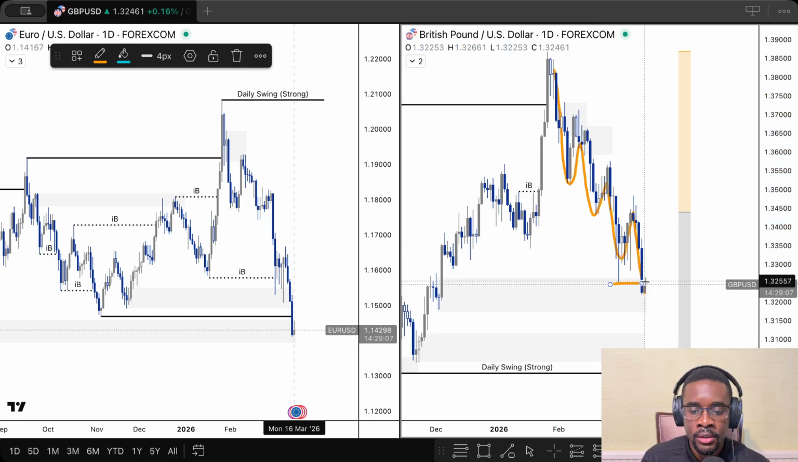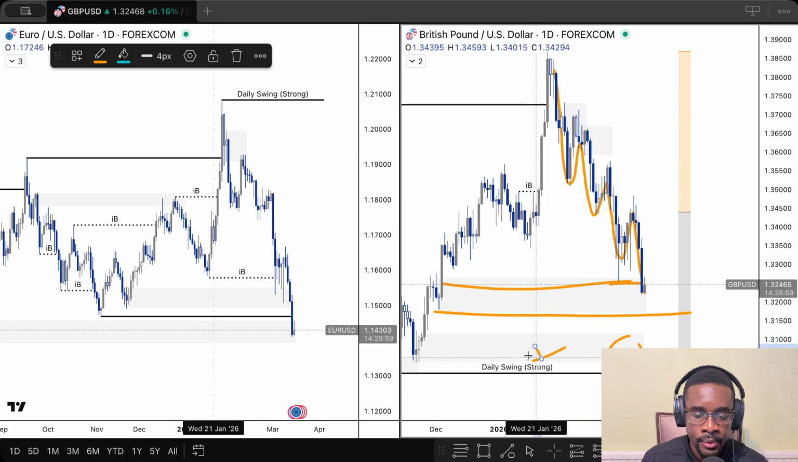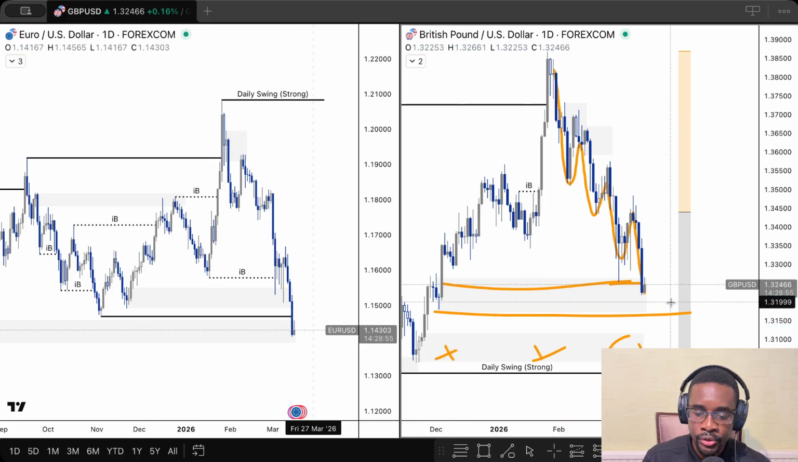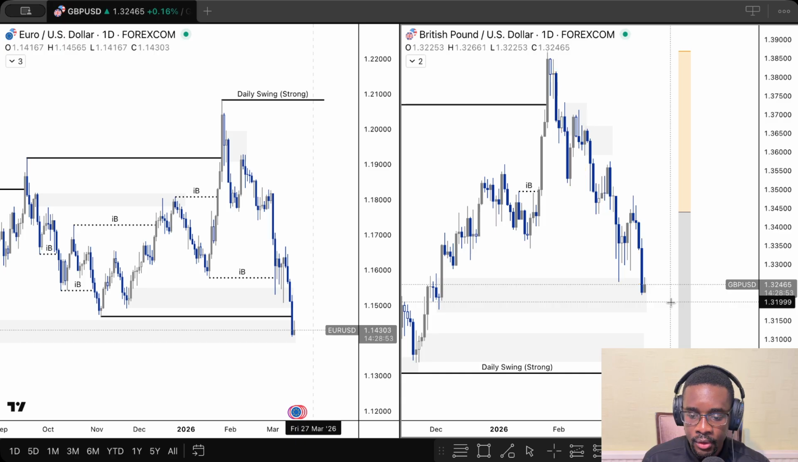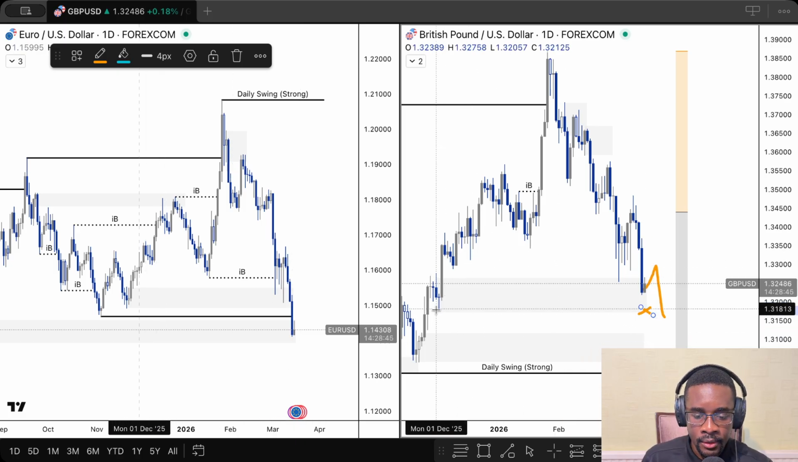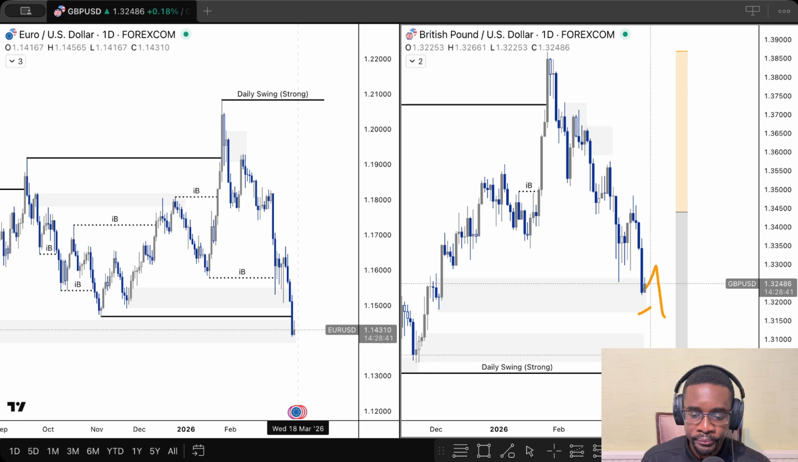Okay, so we've had another break of structure right there, and then of course we've mitigated this demand, and we still have this extreme demand where price could still react from and continue bullish. So expectation right now is our price will probably just continue bearish, maybe take out this demand and then go on to mitigate this extreme one.